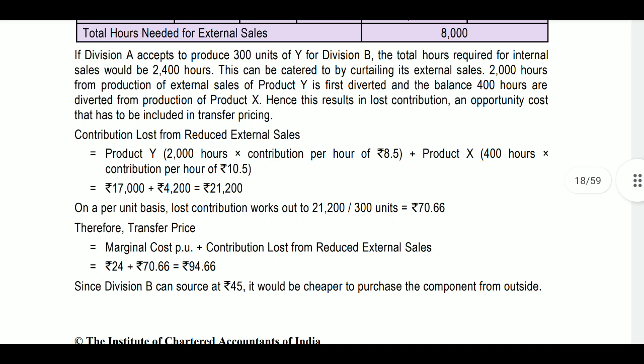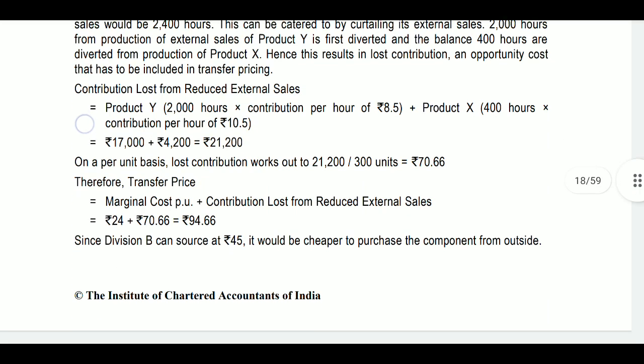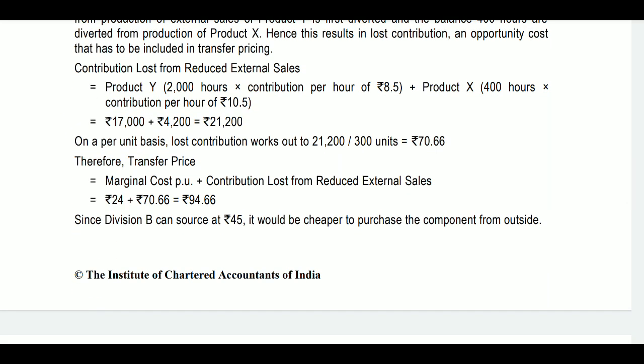So the transfer price will be the marginal cost, the variable cost of 24 rupees, that is Y variable cost 24 rupees, plus the relevant cost added, 70.66, that is 94.66. So division B can source at 44. If the market is selling at 45 rupees, and if you purchase outside the market, then you get the cheaper price. It is better to go for outside. The transfer pricing is too high.